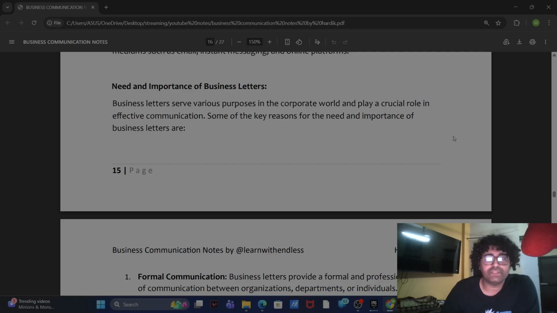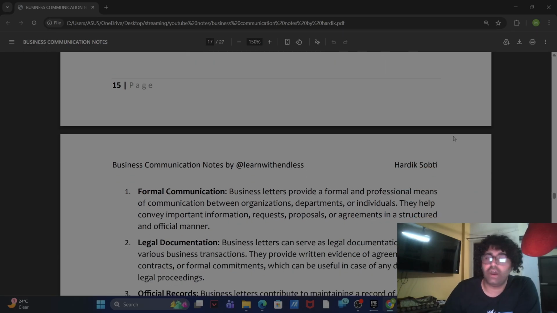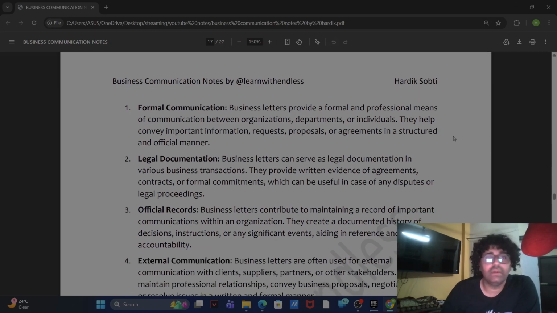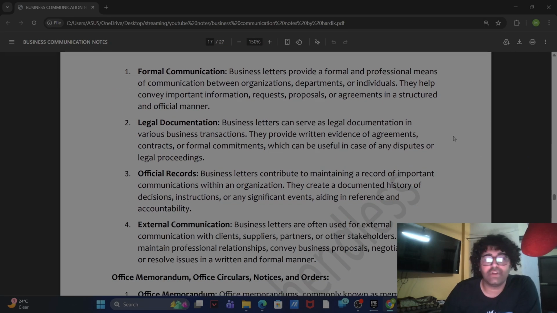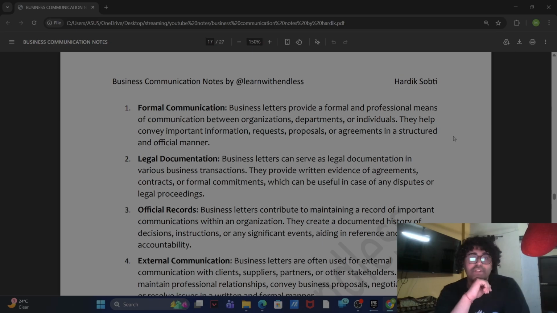Need and importance of business letters. Business letters serve various purposes in the corporate world and play a crucial role in effective communication. Some of the key reasons for the need and importance of business letters are formal communication, legal documentation, official records, external communication. Let's go through them one by one in detail. Formal communication: business letters provide a formal and professional means of communication between organizations, departments, or individuals.